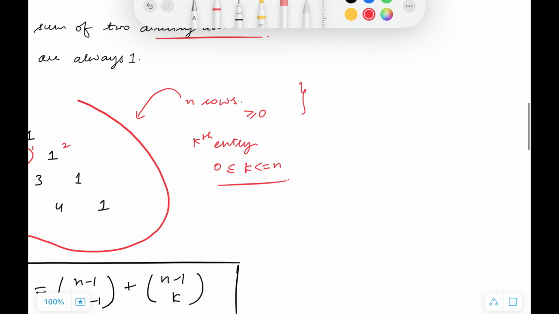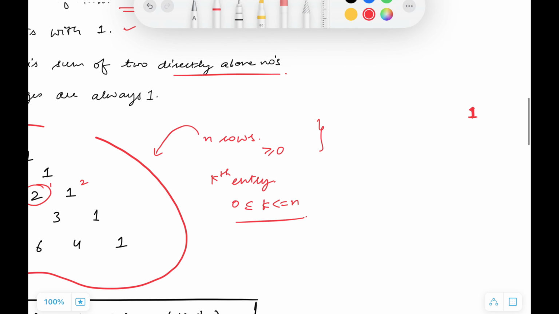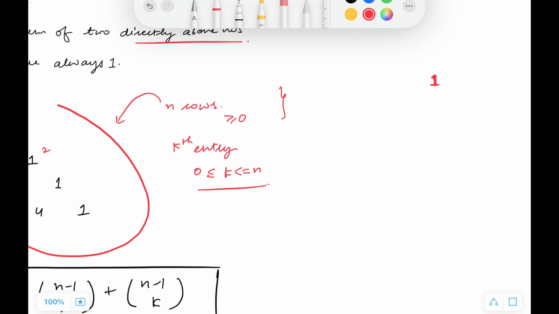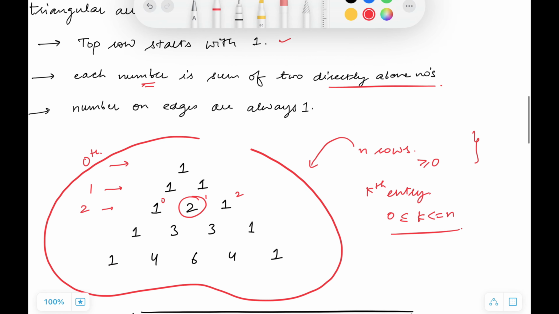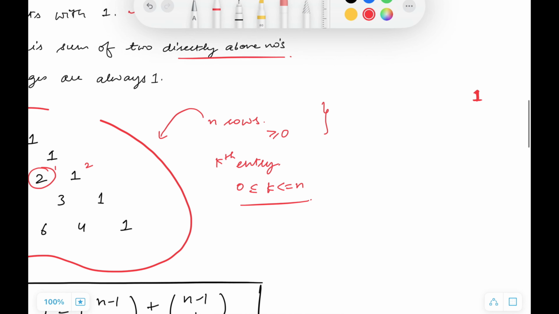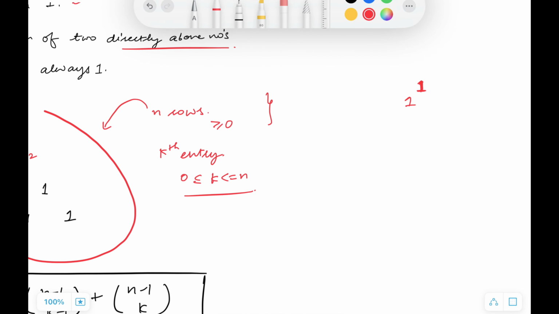See how it is created. The first row has 1, and the second row would have the sum of the two directly above numbers, but there are no two directly above numbers, so there is no number we can write. But every row is going to start and end with 1. So the second row starts with 1 and ends with 1. Now this is the 0th row, this is the first row, and this is the second row.